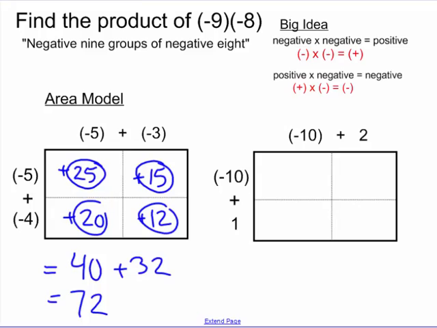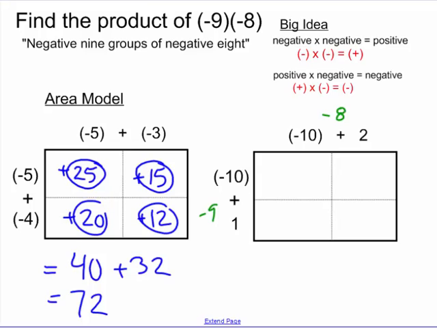Now, over here in the second area model, I'm going to do something a little different. You'll notice I have a negative 10 plus 2. Well, this is the same as a negative 8. On the left-hand side, I have a negative 10 plus a 1. That's the same as a negative 9. So I'm using my negative numbers in a slightly different way.